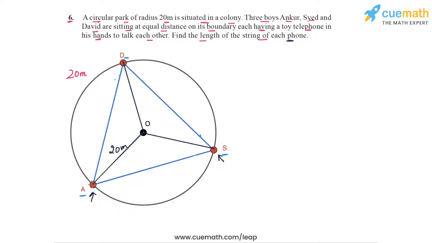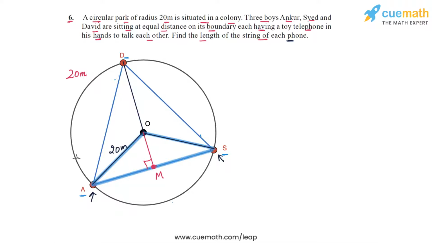Let's think about this triangle OAS. In particular, I want you to think about the area of this triangle. How can we calculate the area of this triangle? Well, we can drop a perpendicular from O to the base AS like this. Let's take the foot of the perpendicular to be M. And now we can write the area of triangle OAS as half into base AS into height OM.